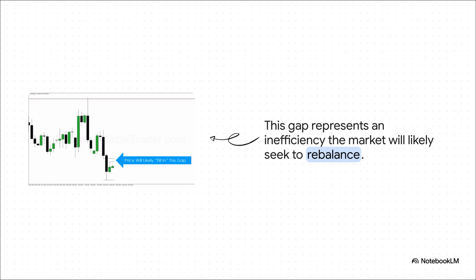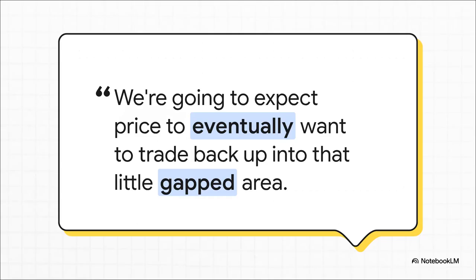The market's algorithm is all about efficiency. It wants to facilitate trade between buyers and sellers smoothly. When it leaves behind a messy, inefficient area like this, where only sellers got to play, it has a powerful tendency to want to come back later and rebalance things. It wants to fill that vacuum. And hey, don't just take my word for it. This comes straight from ICT. He says, we're going to expect price to eventually want to trade back up into that little gapped area.